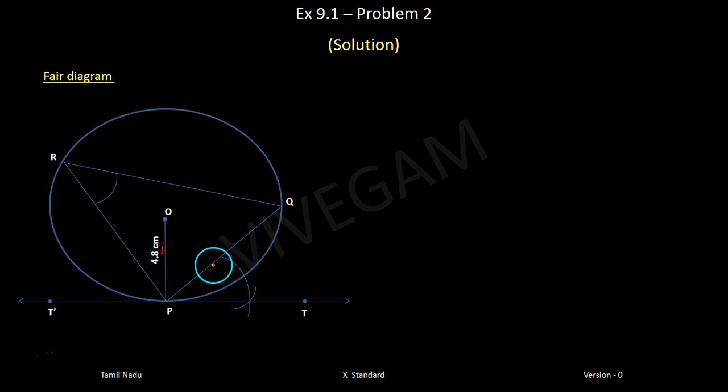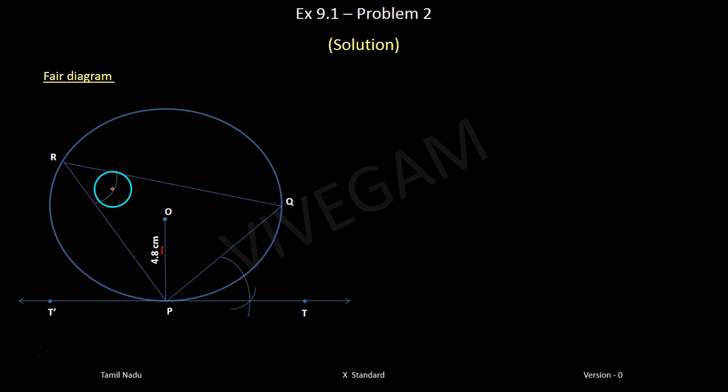Now let me repeat. So basically what is our tangent chord theorem? The angle between the chord QP and the tangent PT is equal to the angle subtended by the chord in the alternate segment, that is QPT equals PRQ. We know PRQ because we selected the point R and connected them, which means we know the angle.